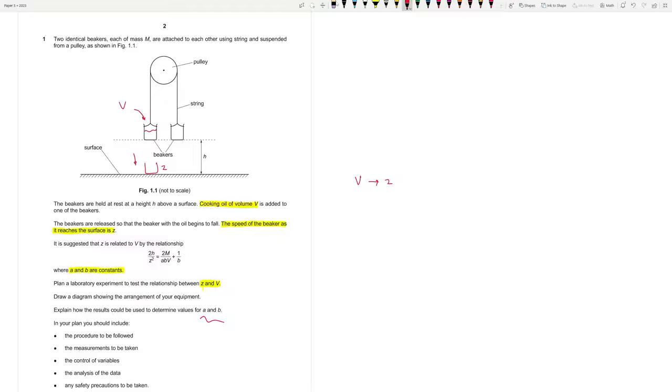1/z² = (1/v)(m/hab) + 1/(2hb). So we are going to plot a graph of 1/z² against 1/v. That is the first point. And the relationship is valid if a straight line is produced that does not pass through the origin and actually passes through the intercept of 1/(2hb).